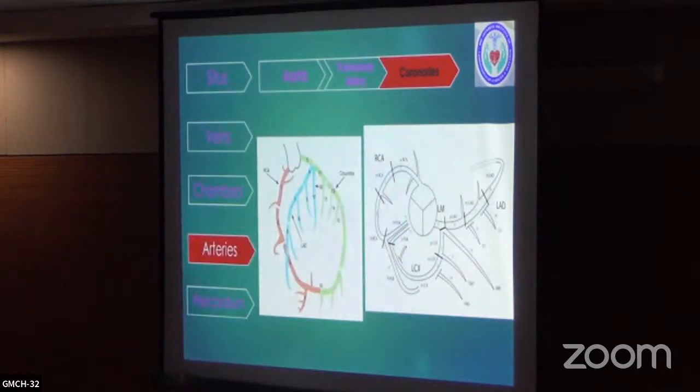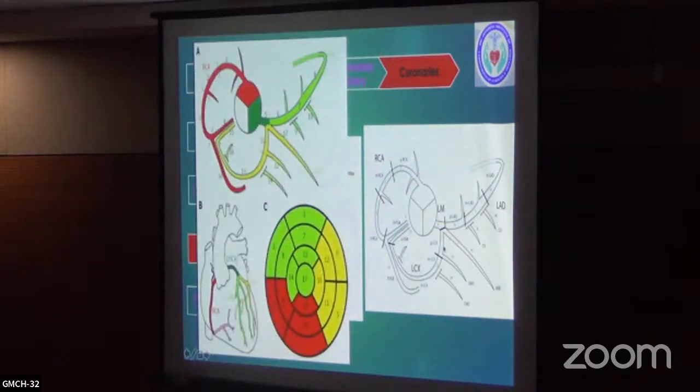So here's another diagrammatic representation of the 17 segments of the heart. When I say 17 segments of the coronary tree, there are 17 segments of the coronary arteries, and there are 17 segments of the left ventricular myocardium. But these are not mutually exclusive. Segment 1 of the left ventricular myocardium is not supplied by the coronary artery segment 1. They're just arbitrary. They're two different things. Do not confuse them.